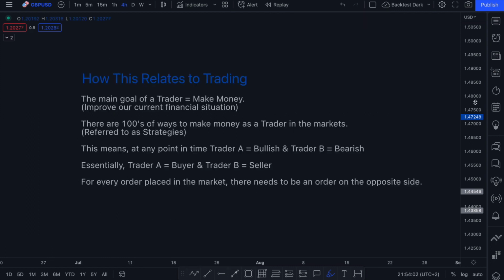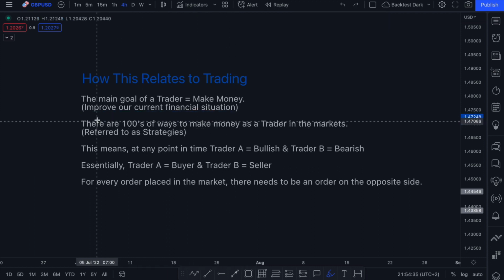Now, you may be asking yourself, well, how does this relate to you as a trader? Think of it this way. The main goal of a trader is to make money, right? It is to improve our current financial situation. Even though we enjoy charting, even though we enjoy performing technical analysis and we love the thrill of trading, at the end of the day, we are all trying to improve our current financial situation.